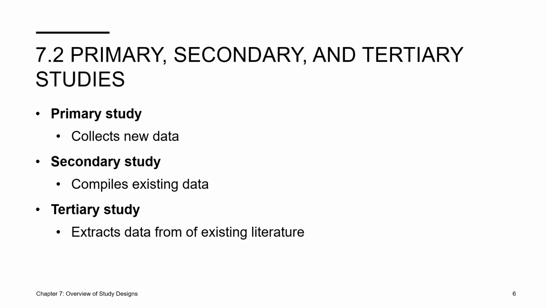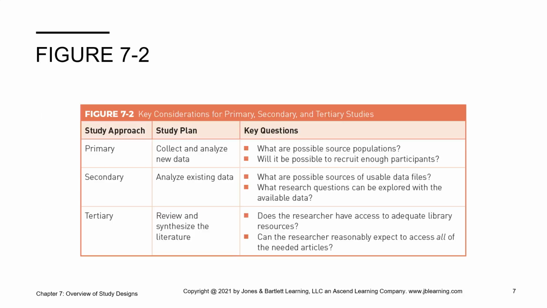Section 7.2 goes over the differences in primary, secondary, and tertiary studies. A primary study collects new data. A secondary study compiles existing data. A tertiary study extracts data from the existing literature. Figure 7.2 goes over some key considerations for these different types of study approaches.